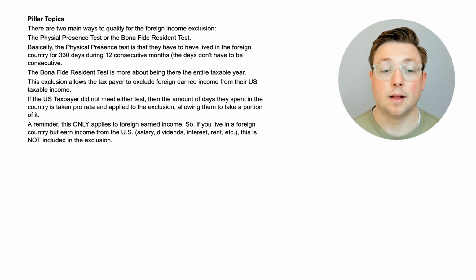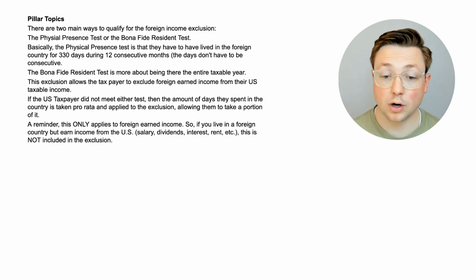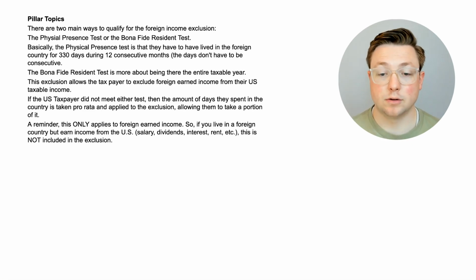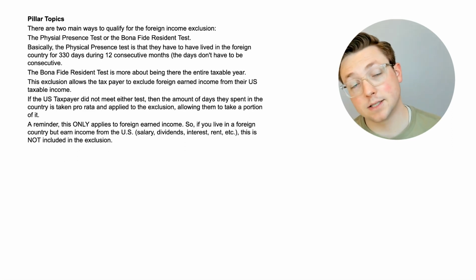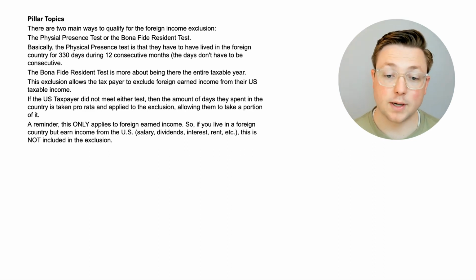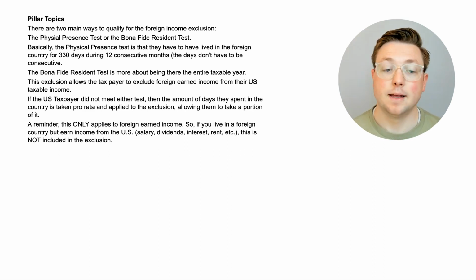And this exclusion allows the taxpayer to exclude foreign earned income from their U.S. taxable income. If the U.S. taxpayer did not meet either test, so obviously the bona fide residence test, they didn't live there the whole year, and then the physical presence test, they didn't live there for 330 days or more, then they have to prorate the exclusion, allowing them to take a portion of it instead of the full exclusion. Now, one reminder, this only applies to foreign earned income. So if you live in a foreign country but earn income from the U.S., like working remotely and getting a salary from the U.S. or dividends, interest, rent, etc., this is not included in the exclusion. It is for foreign earned income only. So don't forget that. Don't get tricked by that.